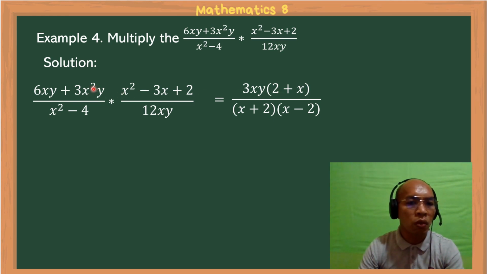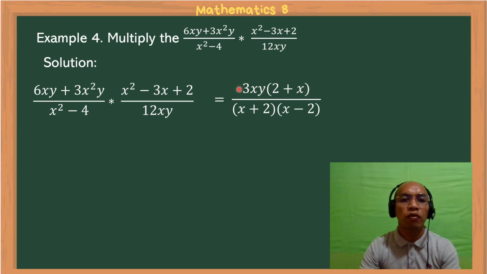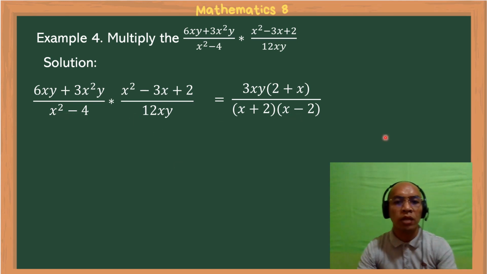And 3x squared y divided by 3xy would be x. So 3 divided by 3 is 1. x squared divided by x is x. y divided by y is 1, or cancel out y. So this is the factored form of the numerator 6xy plus 3x squared y. For the factor of the denominator, we just get the square root of x squared, that would be x. Then the square root of 4 is 2. Copy but change the sign because it is a difference of two squares. So this is the factored form of the first expression.